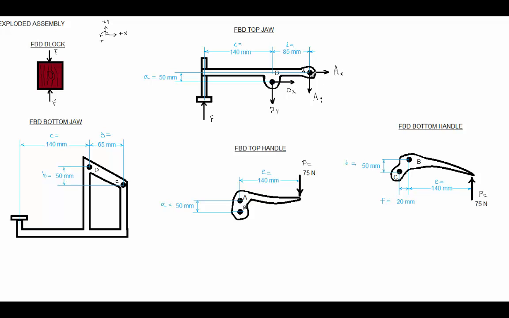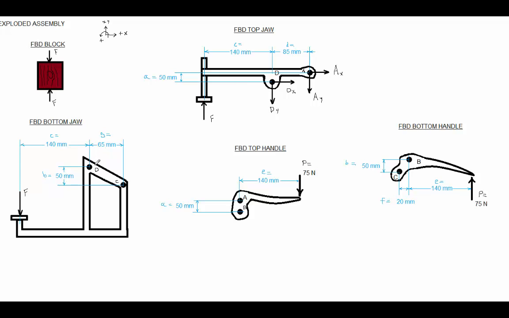Now I'm going to go to the bottom jaw. On the bottom jaw, we once again know force F. Since force F is going up on the block, it has to be going down on the bottom jaw. Coming over to point D, I've already assumed Dx and Dy on the top jaw. When I draw the forces over here, they are still assumed. However, their directions have to agree with whatever I've already drawn so that when I put the two pieces back together, the forces cancel out.